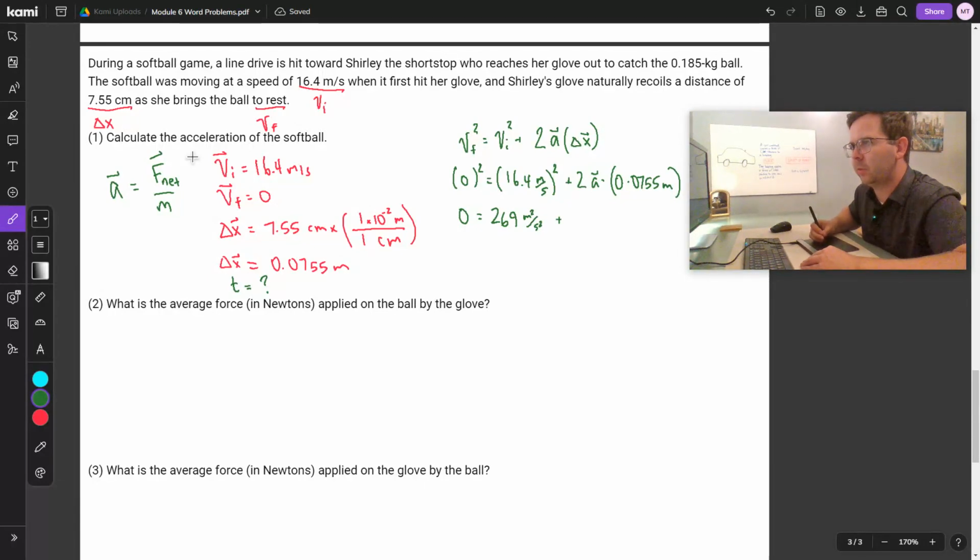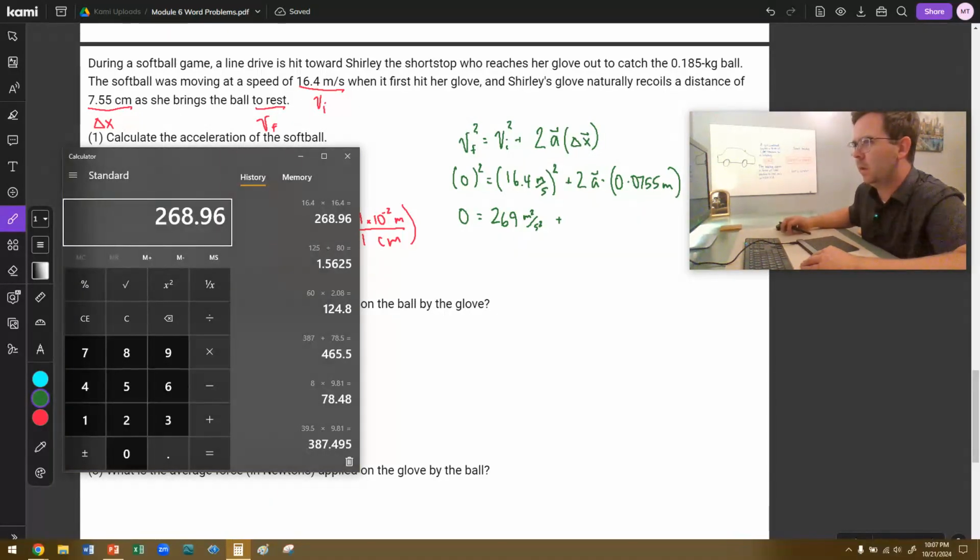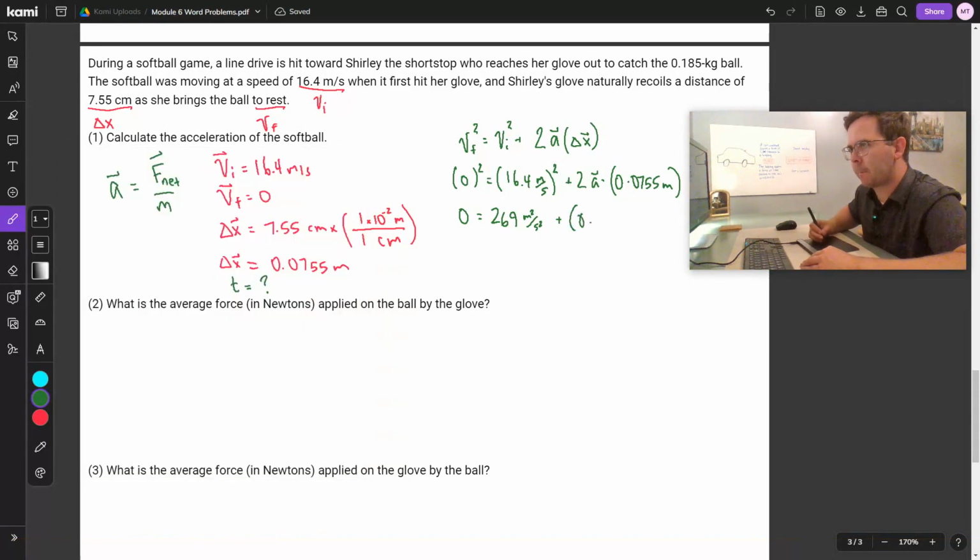And then that's going to be plus. And then I'm going to go ahead and multiply together what I can. So the 2 can be multiplied by the 0.0755. So I get 0.151. And that's meters, and that's still times the acceleration. So I just went ahead and multiplied this 2 and this 0.0755 together to get 0.151 meters.